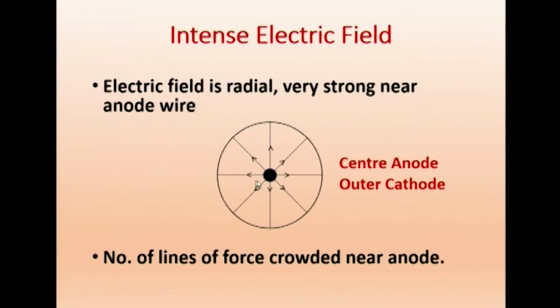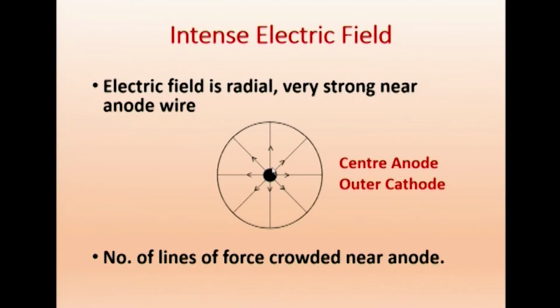So, in the cross sectional view, the center is the anode wire and the outer cylinder is the cathode. Therefore, the electric field will move from positive potential to negative potential. So, we have drawn the arrow from the wire to the cathode, positive to negative. That is the electric field direction. The electric field is radial, it goes along the radius of the cylinder, and is very strong near the anode wire.